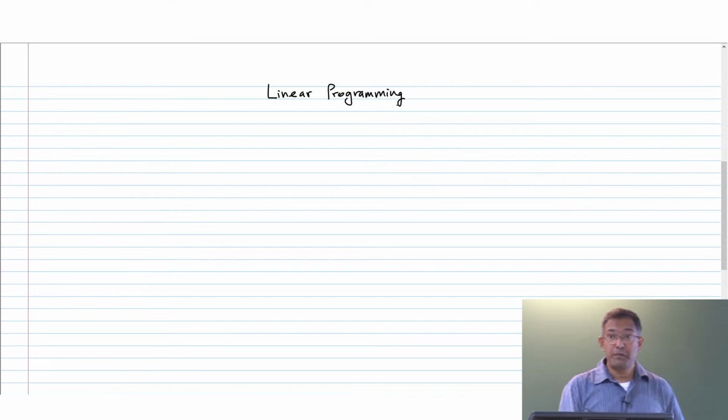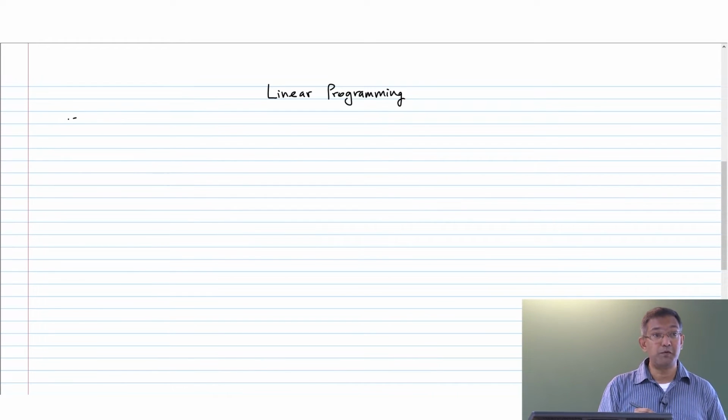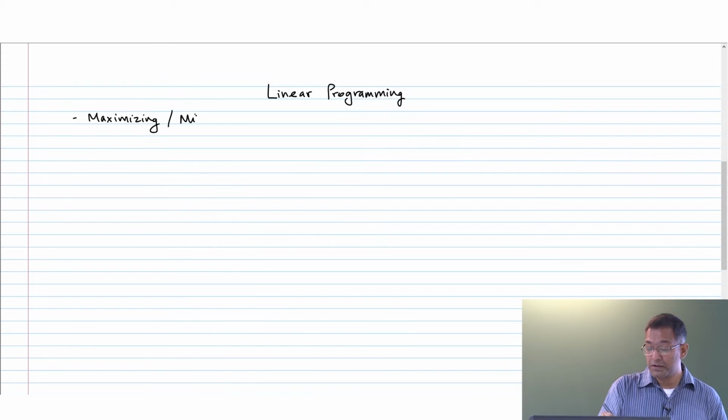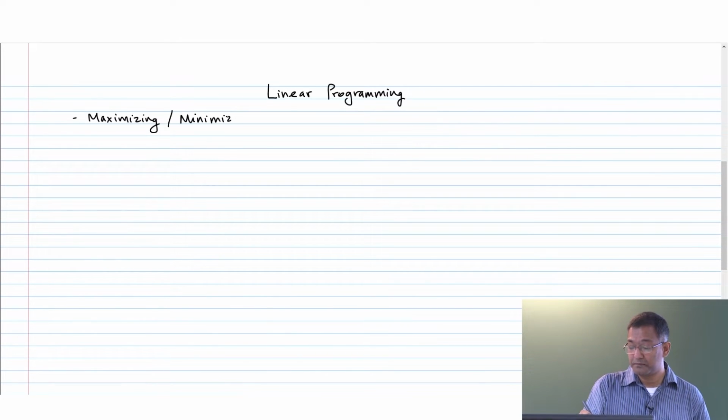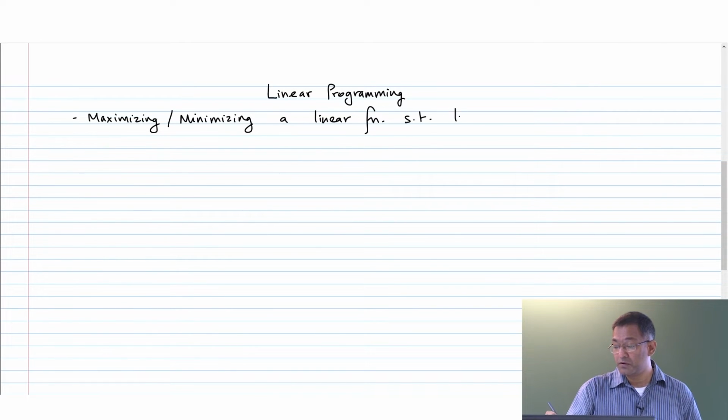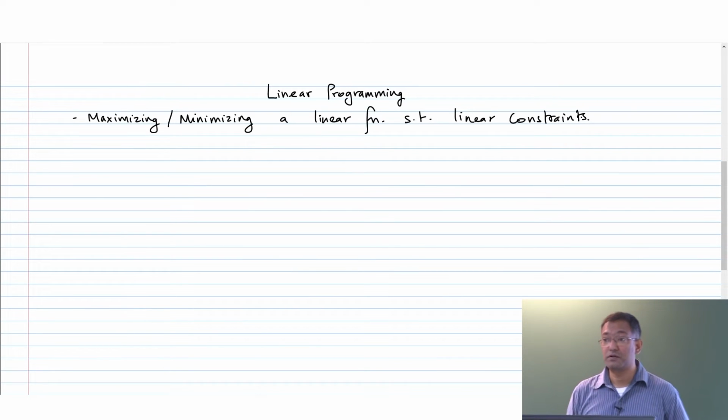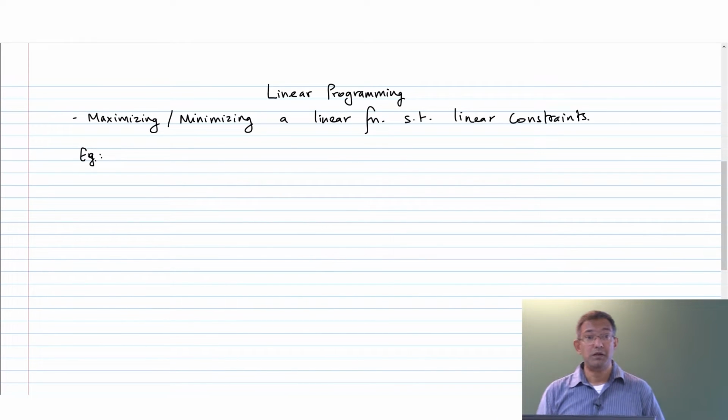So, linear programming is the following. Some of you might have seen it already. It is the problem of maximizing or minimizing a linear function subject to linear constraints. So, what does this mean? It is best to give you an example.